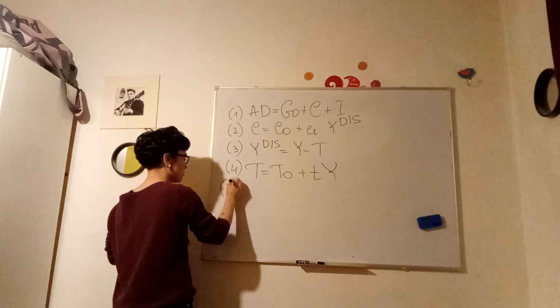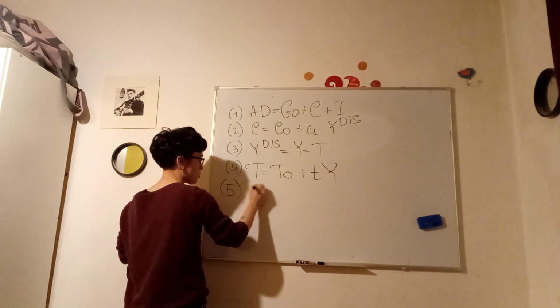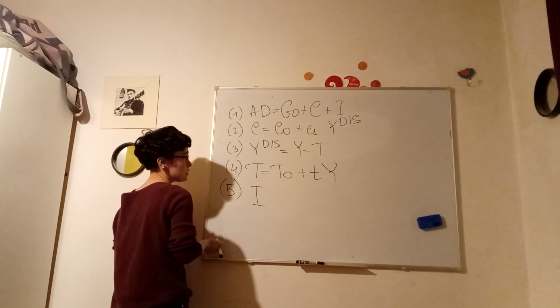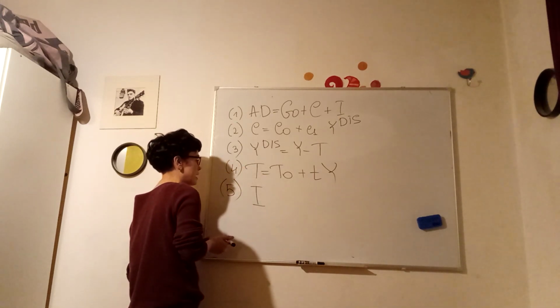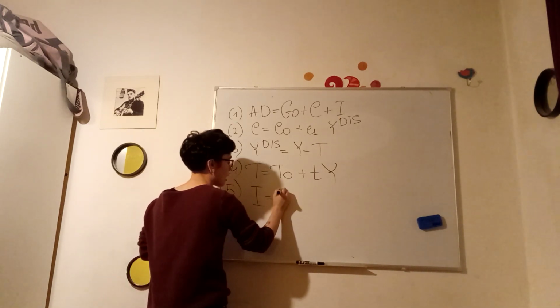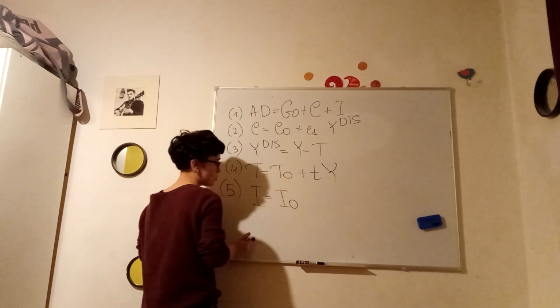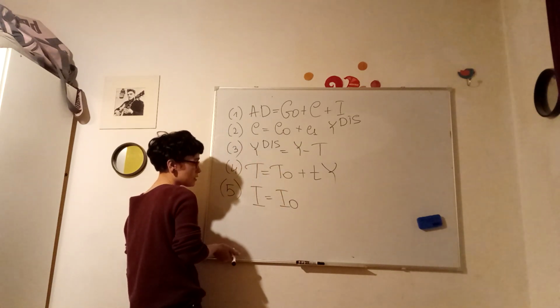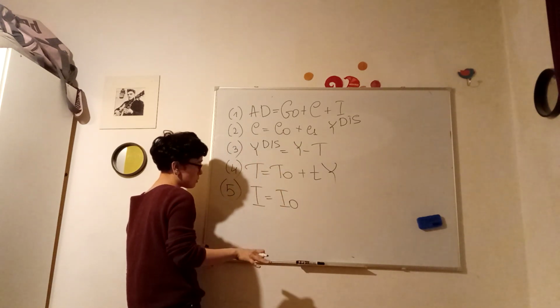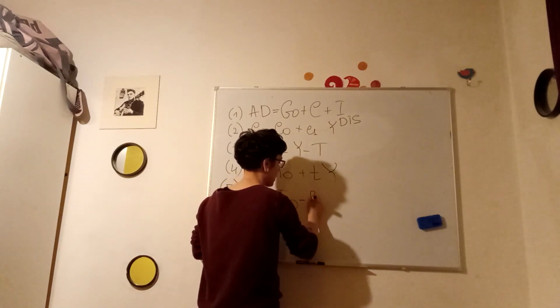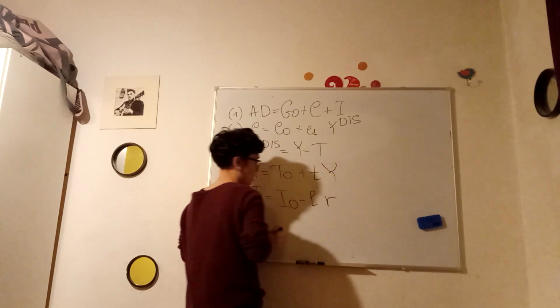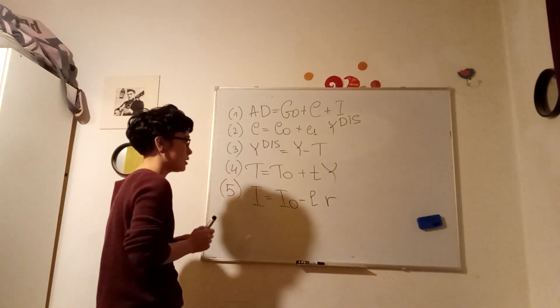So the new equation for you is the equation for investment. Again, this time it's endogenous. That's why we assume it can be explained by this model. And it consists of some exogenous investment, or basically investment which does not depend on the level of interest rate, minus L times R. So R stands for the real interest rate.